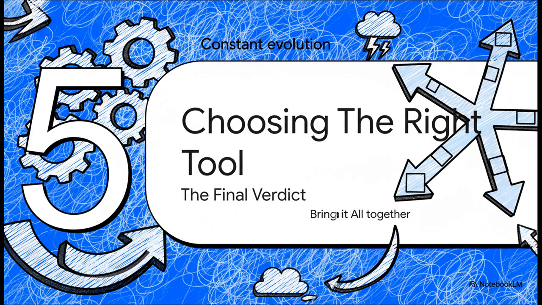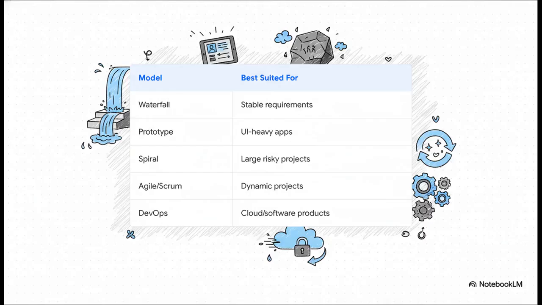We've gone from rigid waterfall plans all the way to constant rapid evolution with DevOps. So, with all these different options, how on earth do you know which one to choose? Let's bring it all together. This chart really sums it all up. The truth is, there is no single best model.